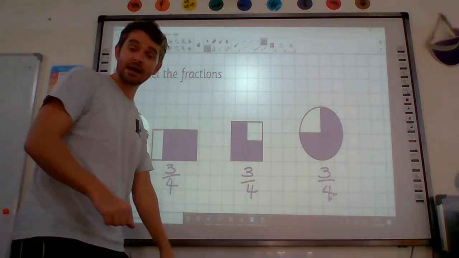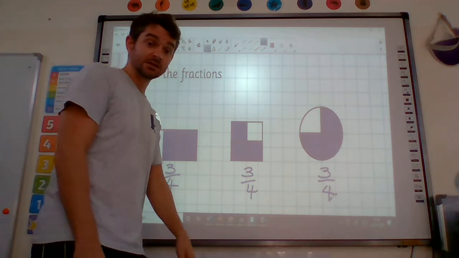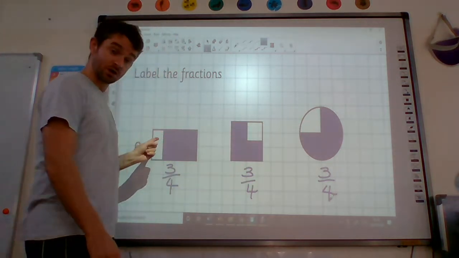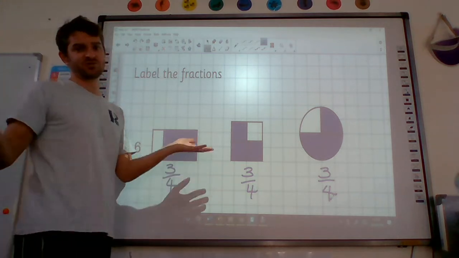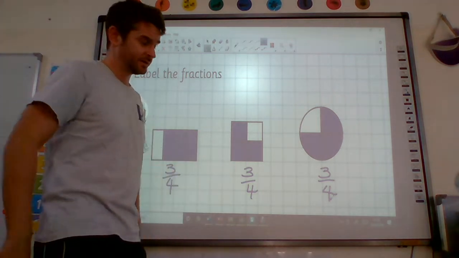Is it the same in your house with a brother or sister, maybe? That when you're sharing chocolate bars, you eat 3/4 and they're allowed 1/4? Especially if you're the oldest one.